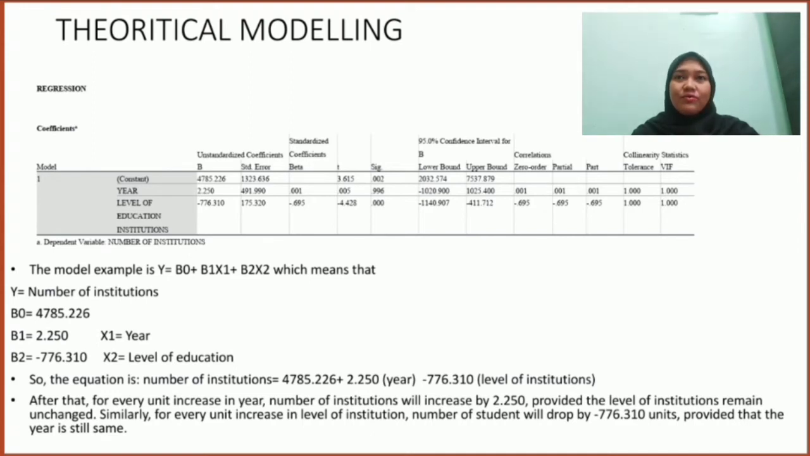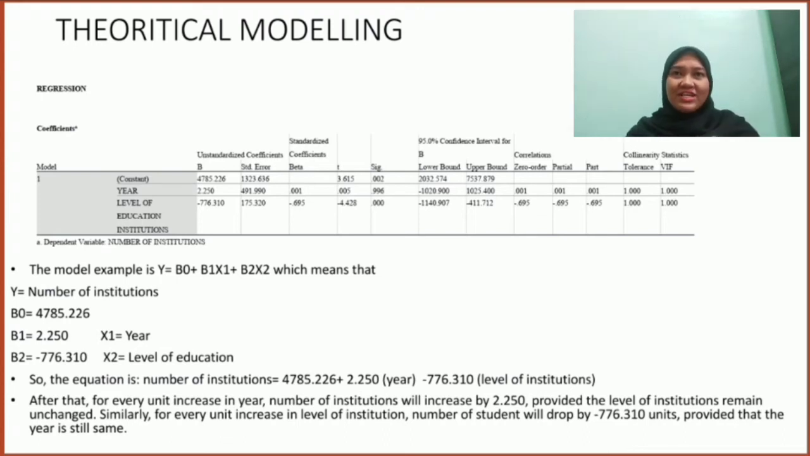b0 equal to 4785.226. b1 equal to 2.250 and x1 equal to year. And b2 is equal to negative 776.310 and x2 equal to level of education. From that we can come up with the equation: number of institutions equals 4785.226 plus 2.250 for the year, minus 776.310 for the level of institution.